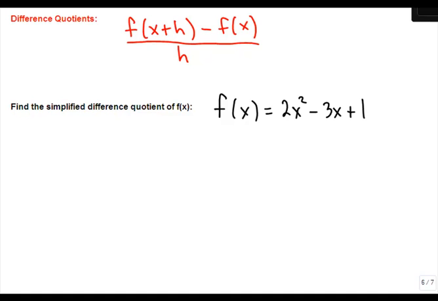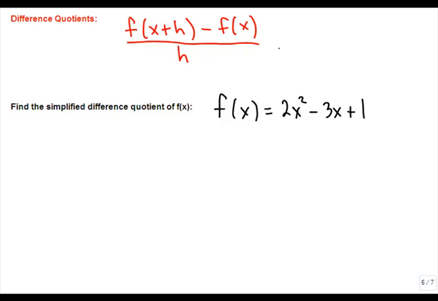Okay, we're going to talk about difference quotients next. And difference quotients are just an application of function notation. You will see difference quotients quite a bit if you go on and take calculus. They are a major player in a discussion of something called derivatives, which is a major portion of calculus. So if you plan on going on in mathematics, you will definitely see difference quotients again.